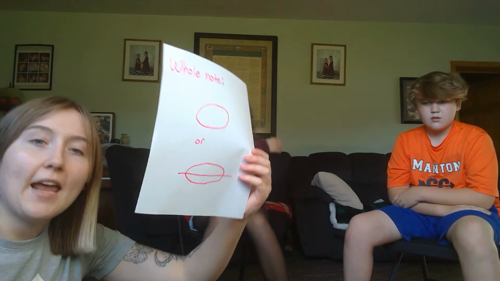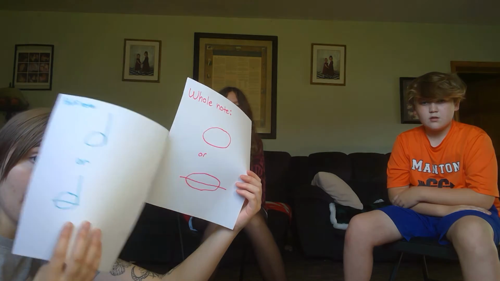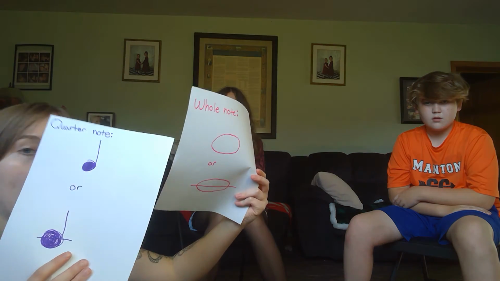So if you look at a half note versus a whole note, a whole note has no stem, but it looks a lot like a half note. A quarter note and a whole note look a lot different because not only does a quarter note have a stem, but it's also filled in.